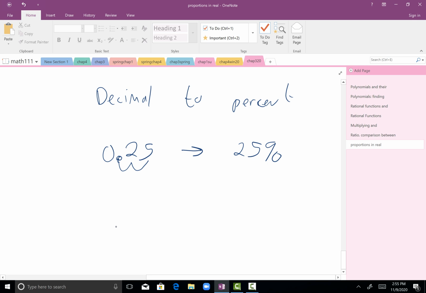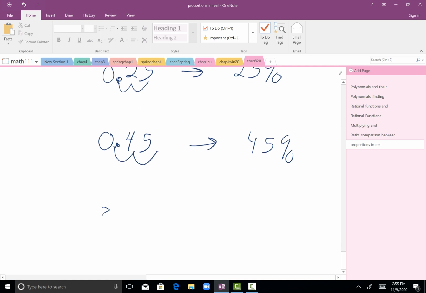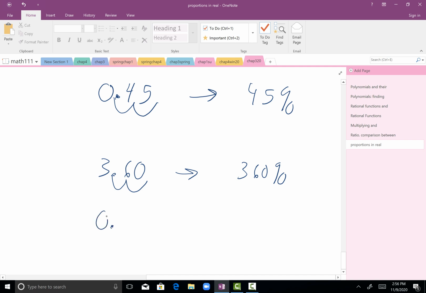So if we've got 0.45, 1, 2, based on 100, moving it 2 spots, 45%. Even if we have say 3.60 as a decimal, we're still going to move it twice, and that's 360%. Same thing, 0.1, twice. It doesn't matter, you're always going to move that thing twice.